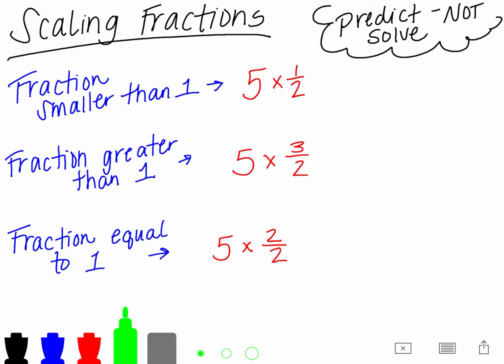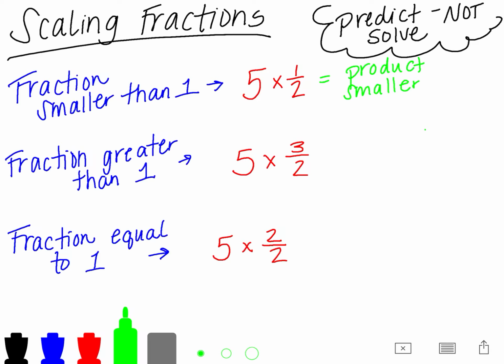When you're scaling fractions, you're predicting the answer. You're not solving it. So, when you think about it, when you multiply a fraction smaller than 1 by a whole number, what is happening there? Okay, without thinking, without solving it, your product is going to be smaller than your whole number. Okay, your number will shrink.